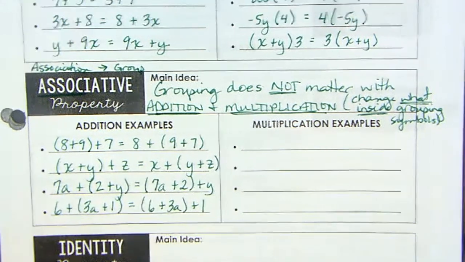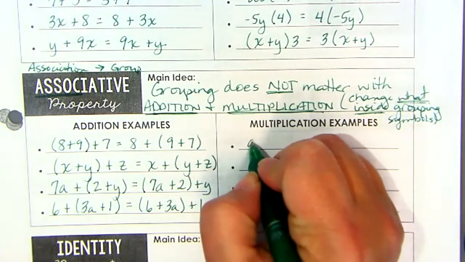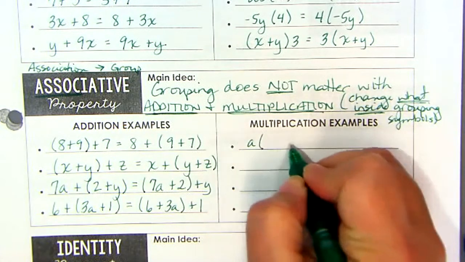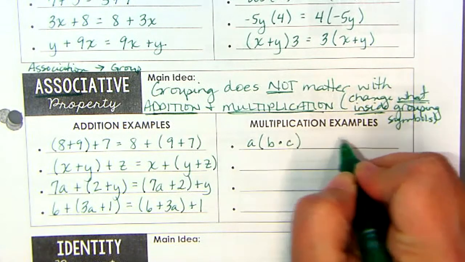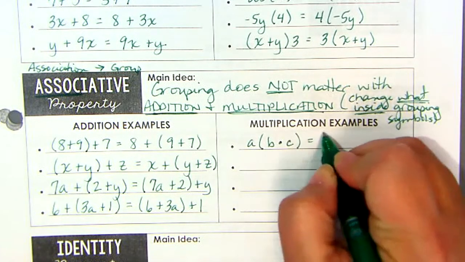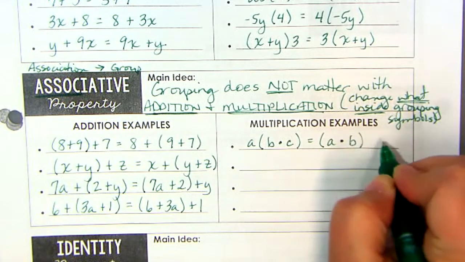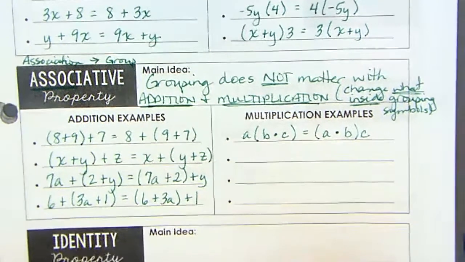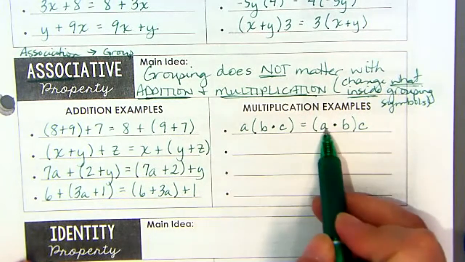Now let's look at it for multiplication. We have a(b times c) equals (a times b)c. Notice that what's inside the parentheses is changed. The order is still A, B, C, A, B, C.